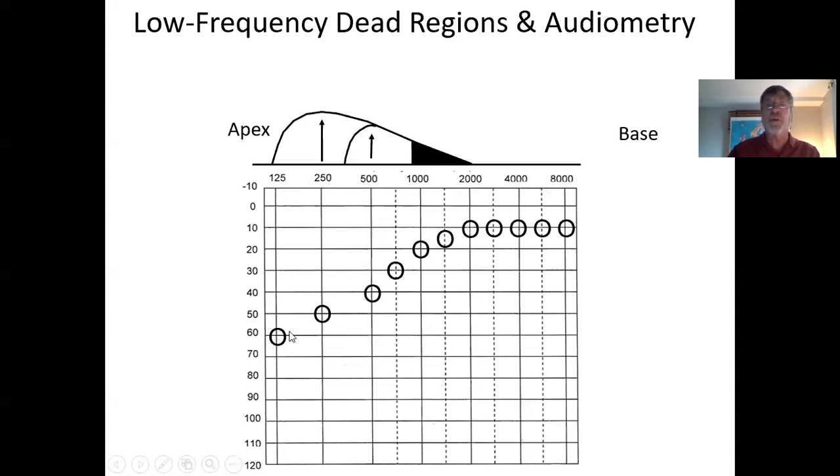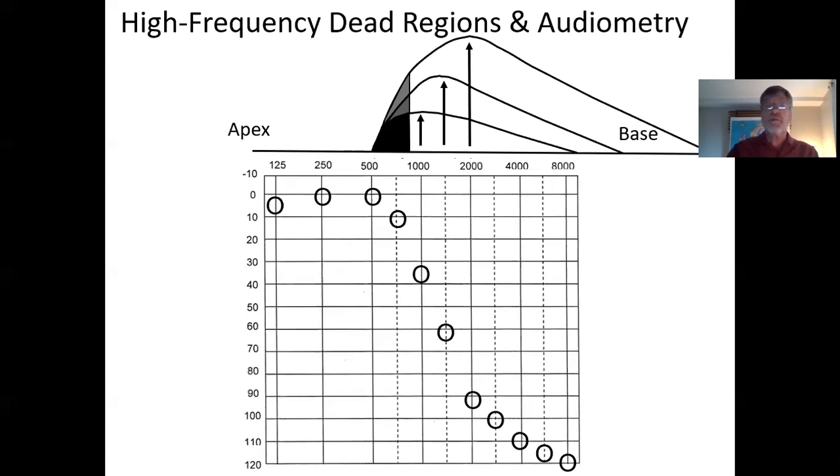The person's going to raise his hand. He's hearing 250 hertz with remote living hair cells. That's why this is called a low frequency dead region in audiometry. Even if your hair cells were totally dead here, if I tested you in the morning, your hearing loss would look like this. Why? Because of the shape of the traveling wave envelope.